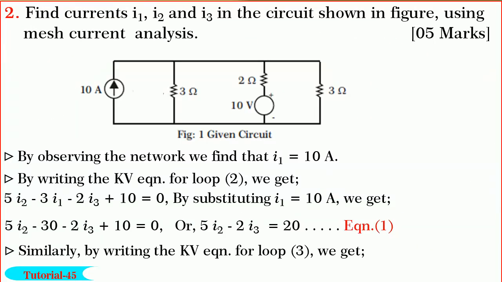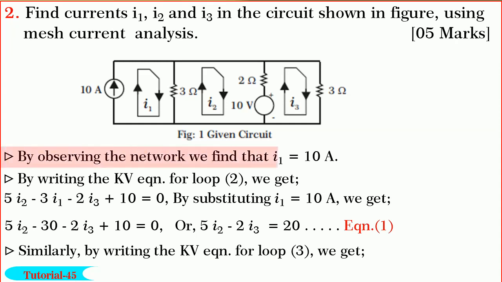Friends, next we shall solve a question on mesh current analysis. In this question, we are required to find three mesh currents using mesh current analysis. The question is very simple and straightforward. Let I1, I2 and I3 be the mesh currents as shown in the figure. By observing the network, we find that I1 is equal to 10 amperes.